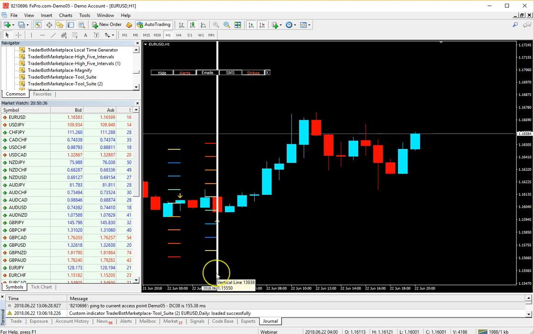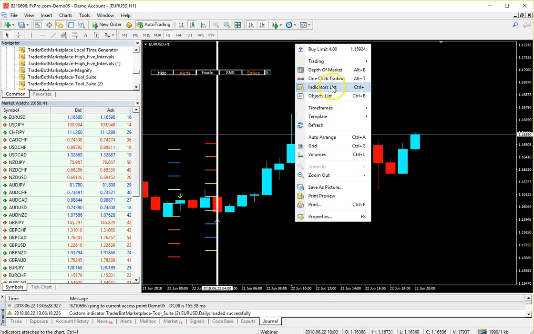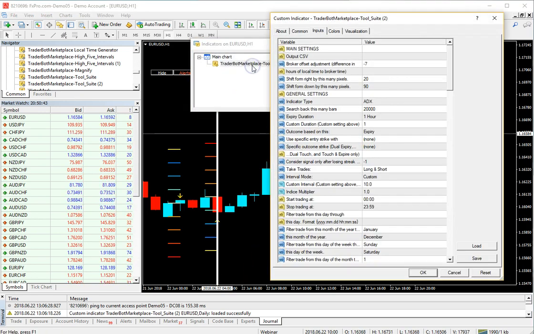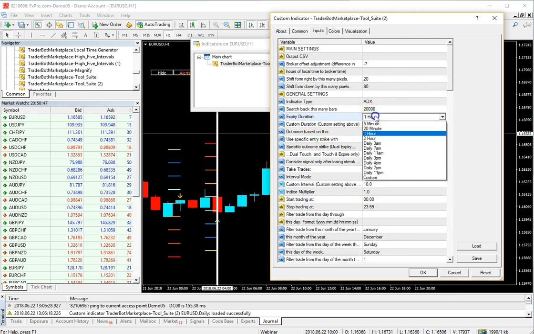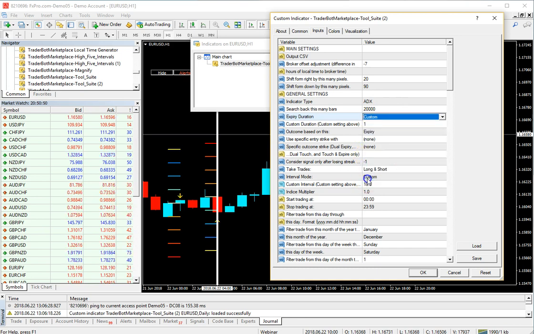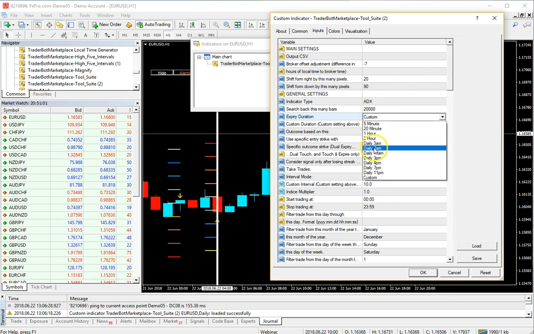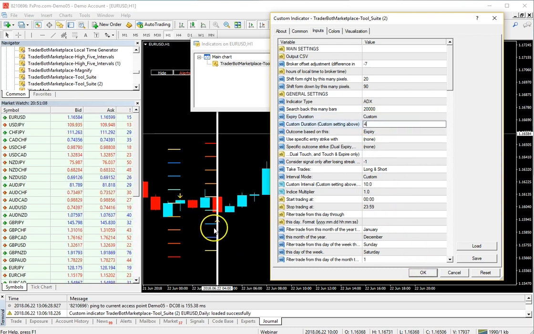However, what if I wanted to get a trade that had, let's say, a 4 hour expiry? Well, I would go into my indicators list. I would go down to, where's it at? Expiry duration here. And instead of 1 hour, I would make it custom, because custom means you can pick any amount of bars that you want, no matter if it's on a 1 hour chart, a daily, a 5 minute, whatever. So I'm going to go down to custom right here, and I will put in the number 4. Now watch what happens right here.